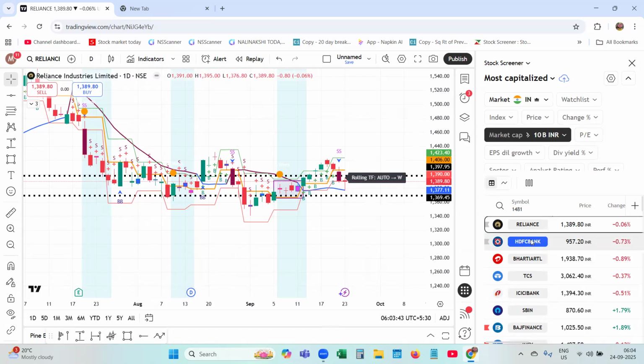This is one example. I'm not recommending. I'm not a SEBI registered analyst. But I'm showing you for an educational purpose how, with the help of the indicator, it is a universal indicator. It is a combo.